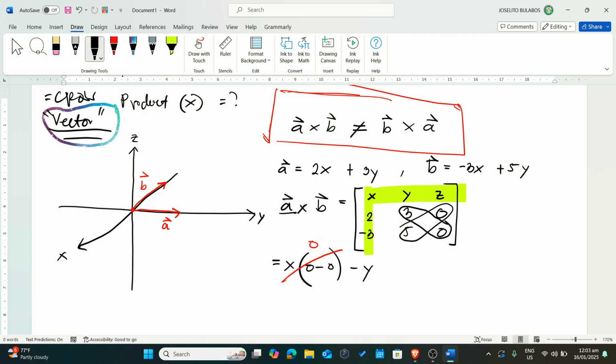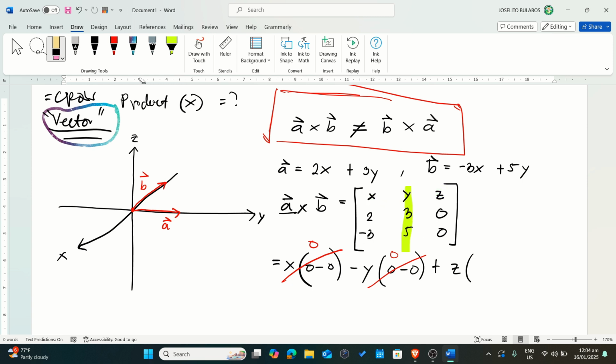For our y component, that's negative. So the same process, just delete, omit this, we're left with this value 2, 0. 2 times 0 is 0, minus negative 3 times 0 is also 0. So we have 0 minus 0 is also 0. Let's proceed to the z.